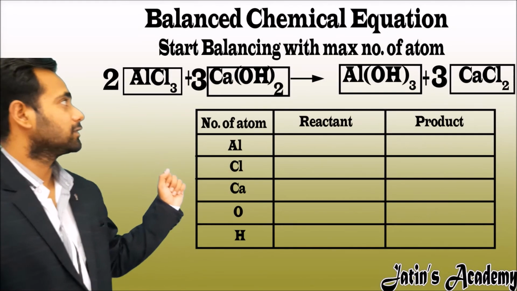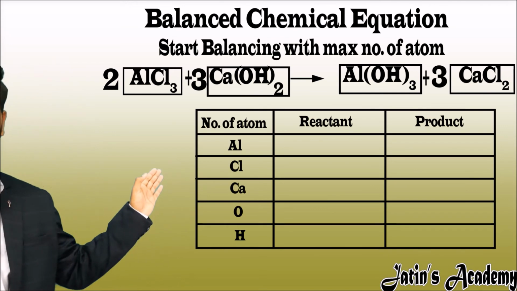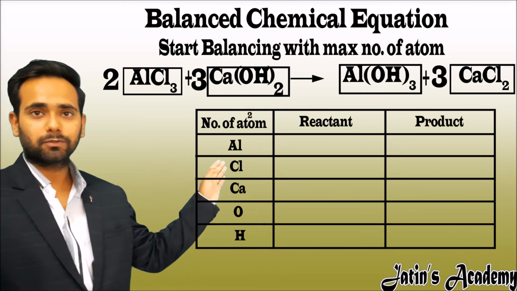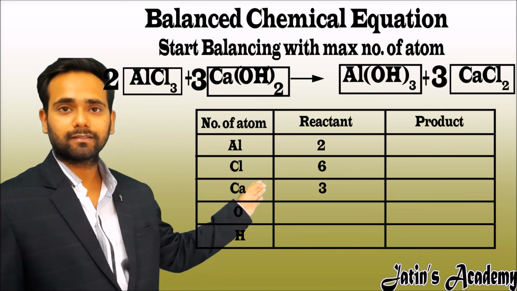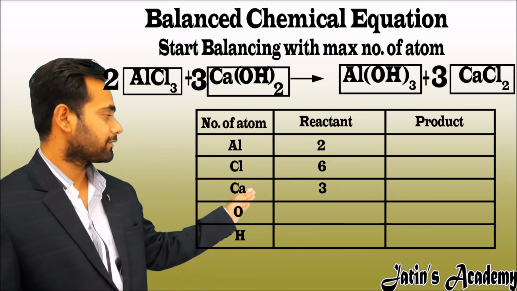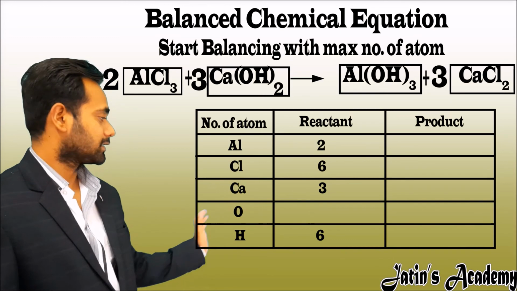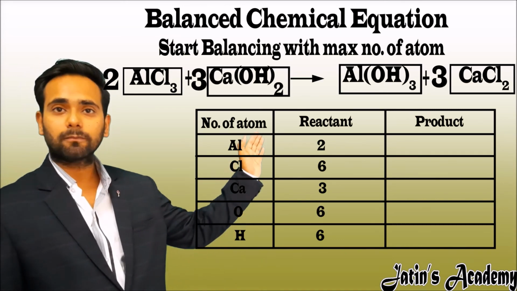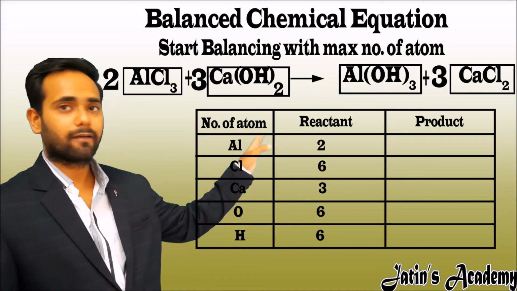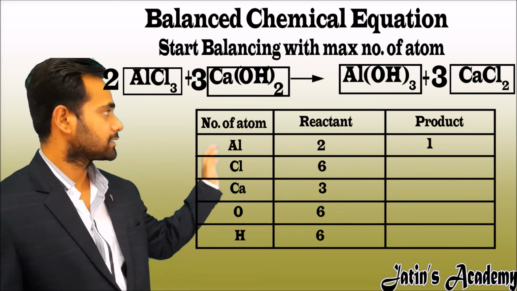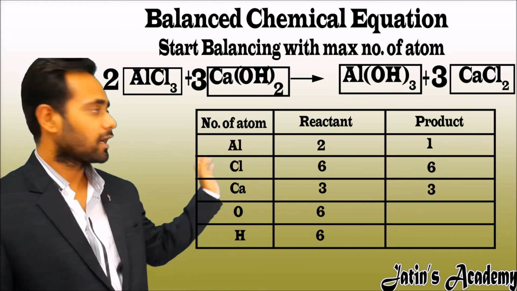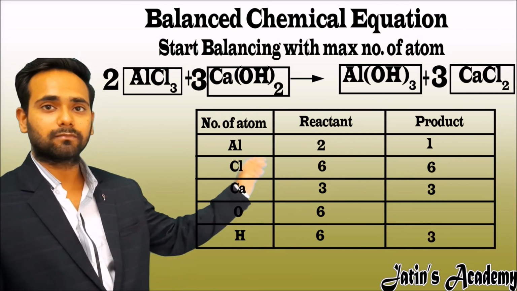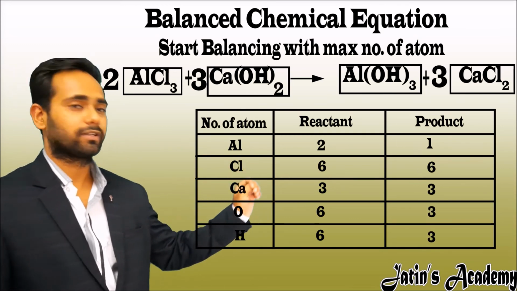Here is a table in which on the reactant side aluminium has 2 atoms, chlorine has 6 atoms, calcium has 3 atoms, hydrogen has 6 atoms, oxygen has 6 atoms. On the product side aluminium has 1 atom, chlorine has 6 atoms, calcium has 3 atoms, hydrogen has 3 atoms and oxygen has 3 atoms.